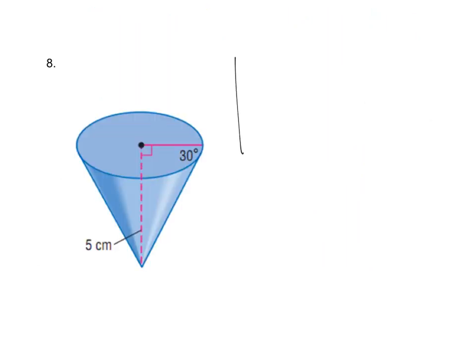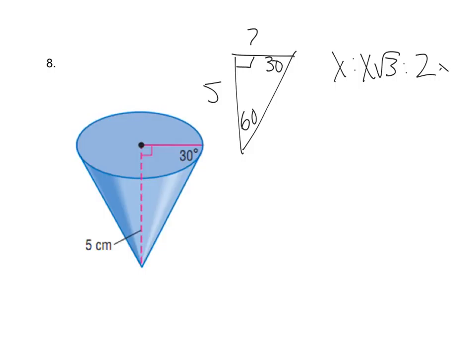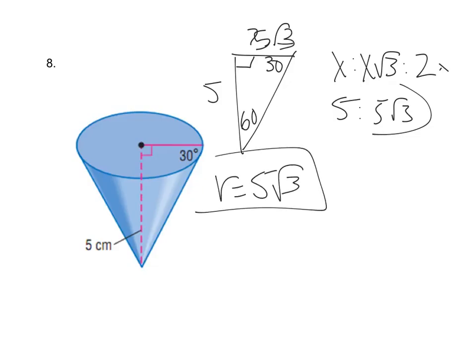Now here's another throwback. 30, 60, 90 triangle. 30 is the short side, so that's 5. That makes this a 60, and that makes this a 90. So I really want to know what that is. 30, 60, 90 always follows x, x square root of 3, 2x. Short side is 5. To get the middle side, I got to take 5 square root of 3. So I want 5 square root of 3 here. So the radius is going to be 5 square root of 3.